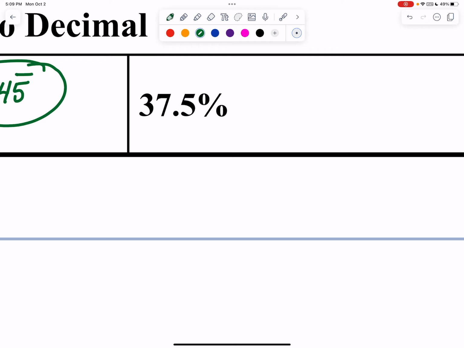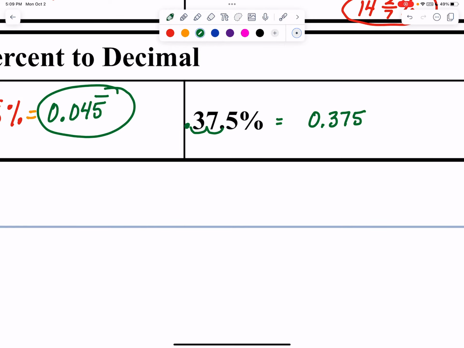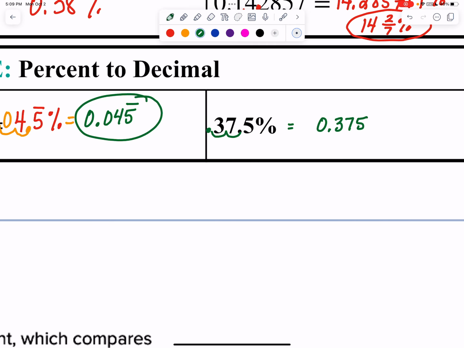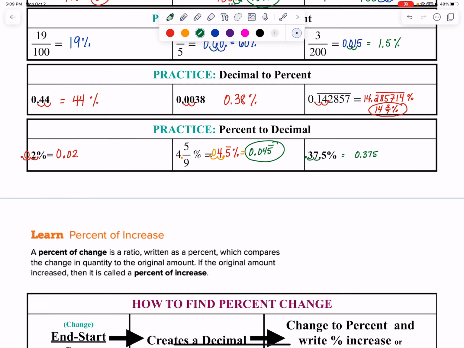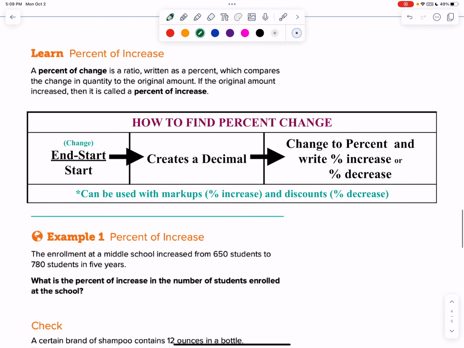37.5%. Okay, so remember, we're just moving the decimal 2 spots to the left. So 1, 2, and put the decimal point. And so we have 0.375. Okay, but this one does not have a 5 repeating. And so we go from percent to decimal, and that is it. Okay, all right, let's go ahead and move on to your actual lesson today.